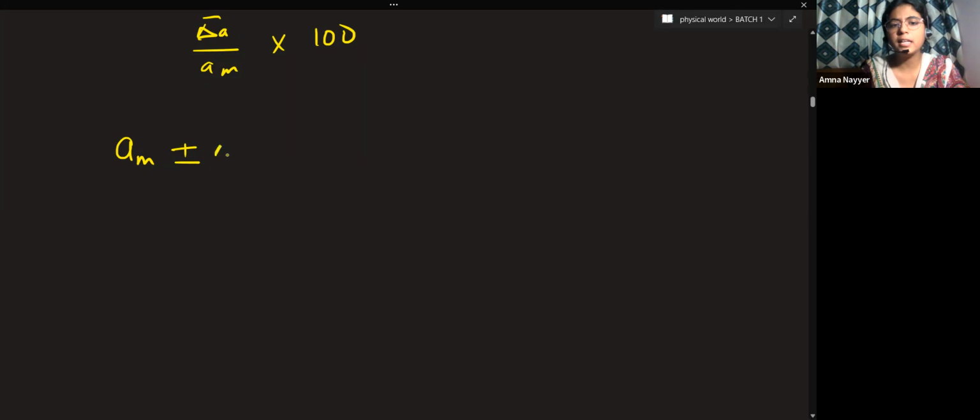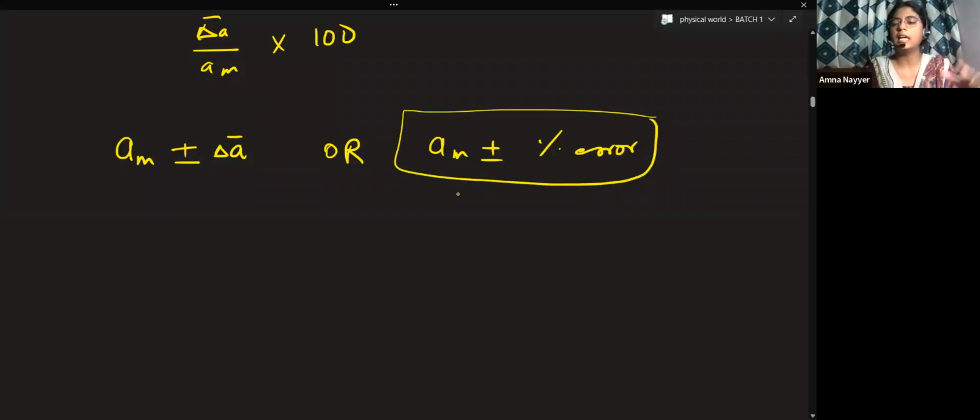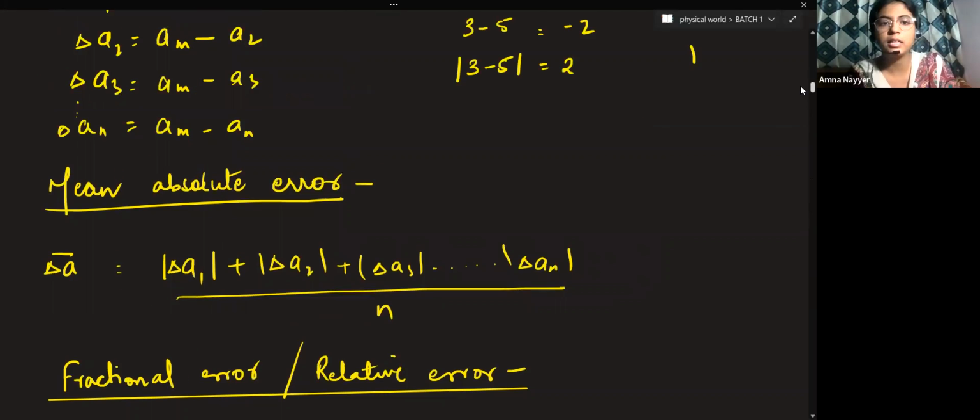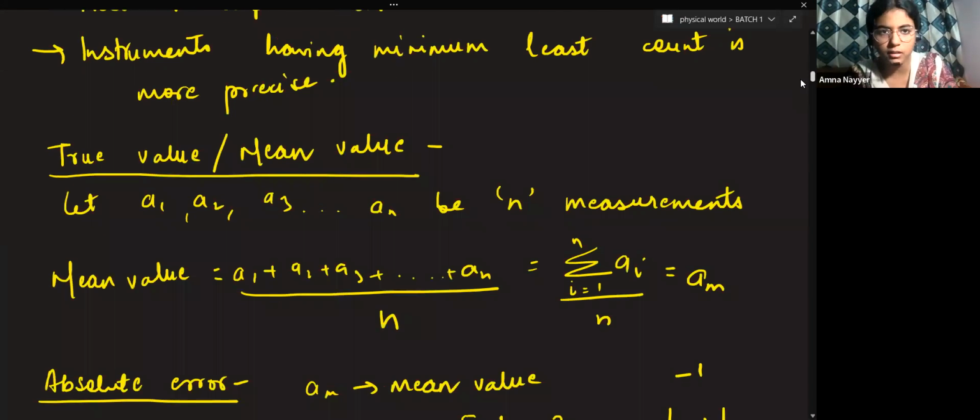So plus, minus, and whatever is the absolute value that you are getting, or mean value plus minus whatever is the percentage error that you're getting. This is the best way to write it. A_M plus minus the percentage error. This is how you write. First, note down all the formulas of all of them. I'll give you a question, then try it with the help of this pattern only.